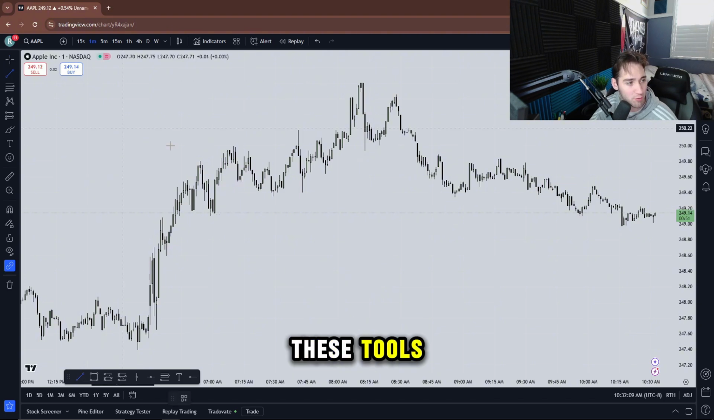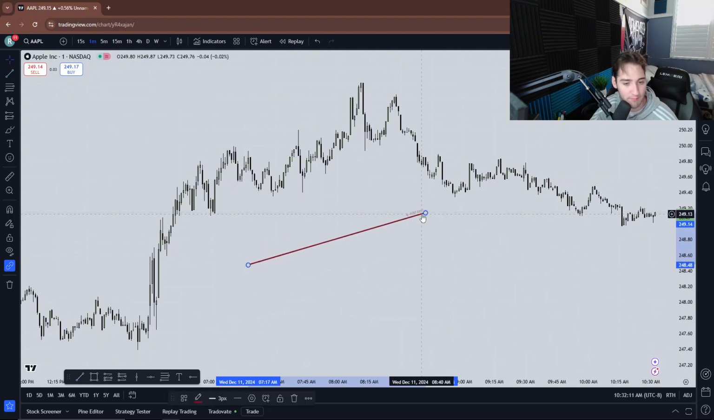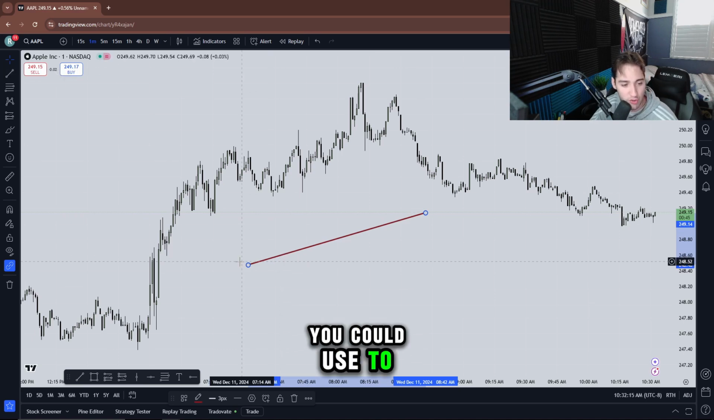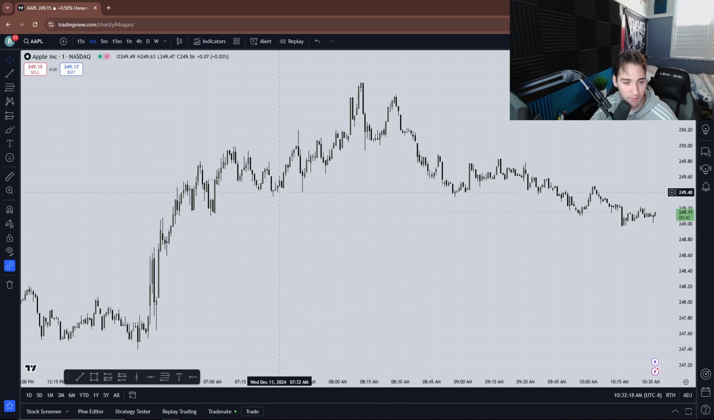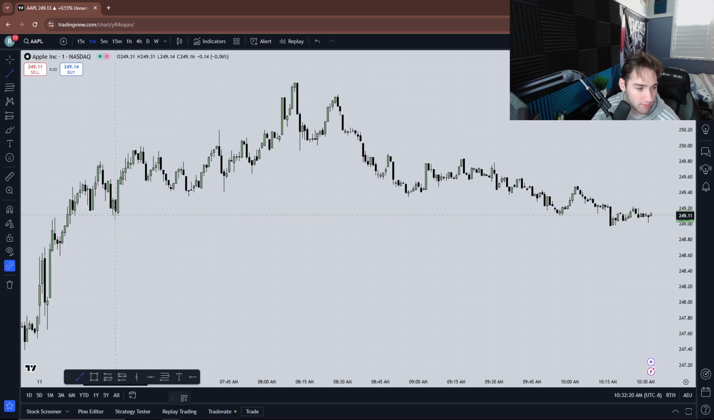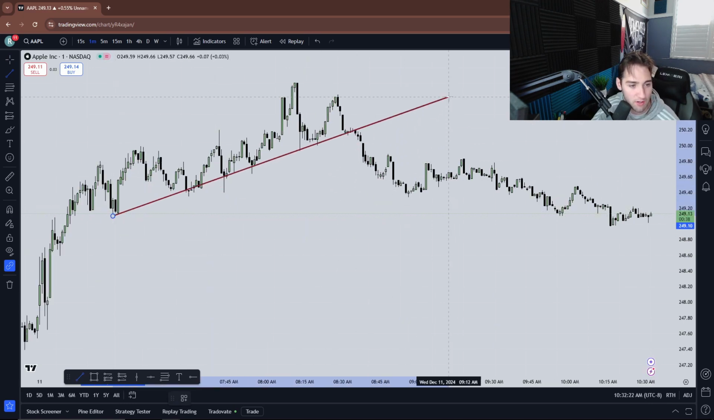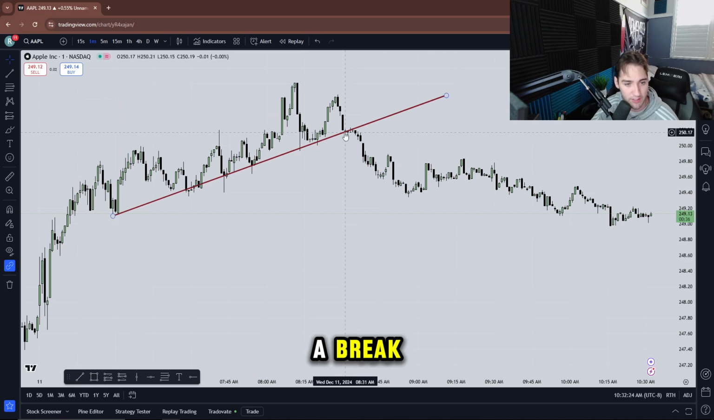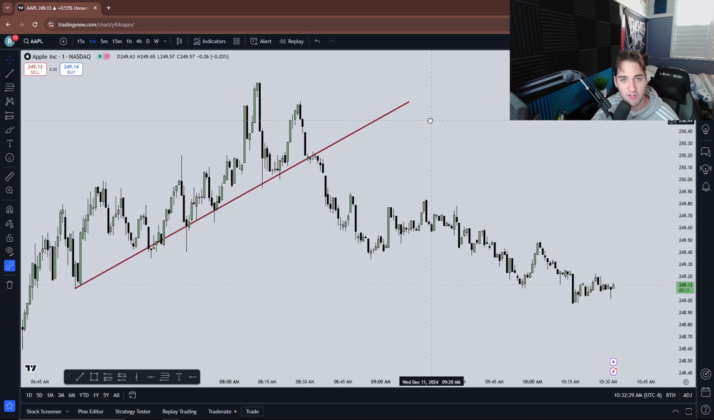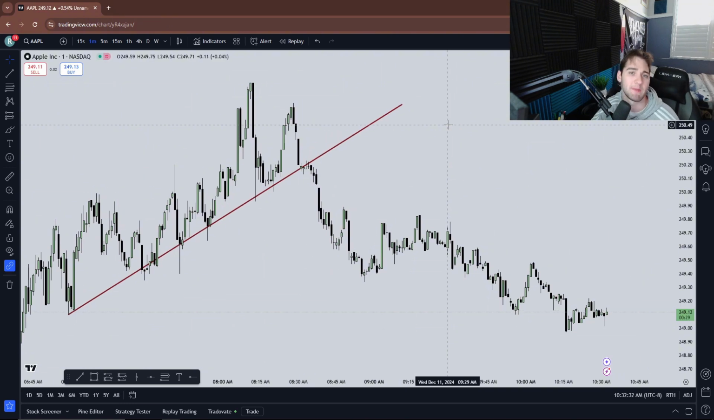So as you guys can see, you have some tools on the left-hand side here. You can use these tools to draw a little line out. For example, this is a little trend line. People use this in a variety of ways, but they usually draw a trend line on a trend, and then they see a break with a little retest of that line, and then they go ahead and go short.